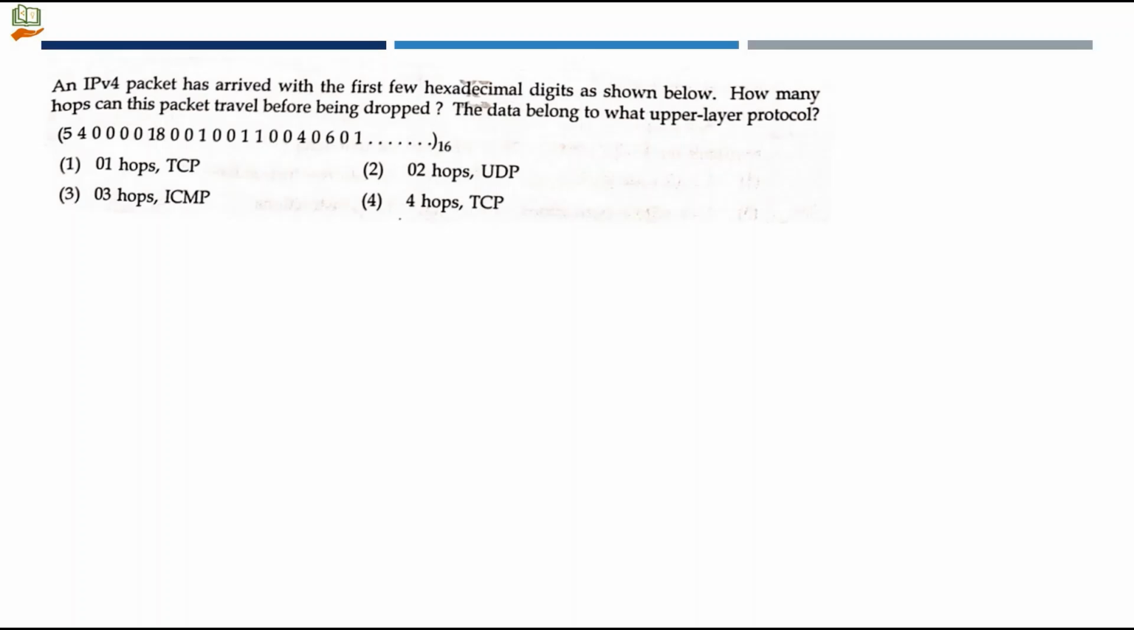The data belong to what upper layer protocol? We are talking about IP packet. IP means it is in network layer. So from network layer, what is the upper layer? It is the transport layer.